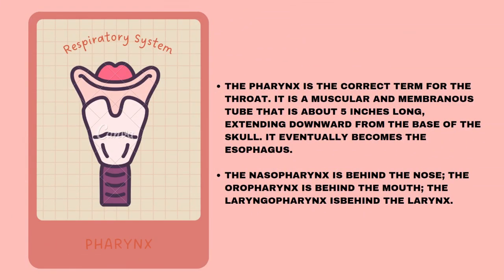The pharynx. The pharynx is the correct term for the throat. It is a muscular and membranous tube that is about 5 inches long. Extending downward from the base of the skull, it eventually becomes the esophagus. The nasopharynx is behind the nose, the oropharynx is behind the mouth, the laryngopharynx is behind the larynx.